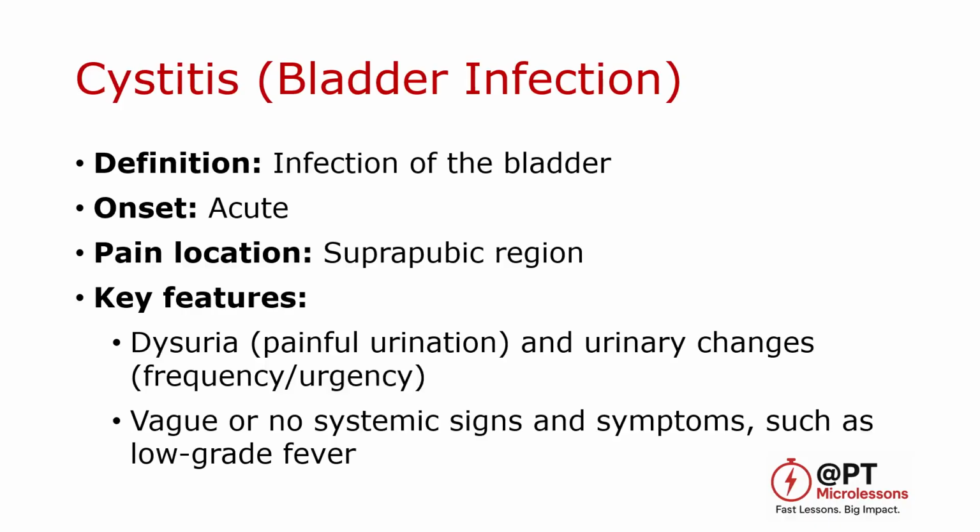From here, we can look at cystitis, which is an acute infection of the bladder. Pain is typically felt in the suprapubic region. Key features include dysuria, urinary frequency, or urgency. What's important to understand is that systemic symptoms are absent or vague, such as low-grade fever, which helps distinguish this from upper urinary tract infections. These conditions still require an urgent referral. The triad is suprapubic pain, urinary changes, and dysuria.